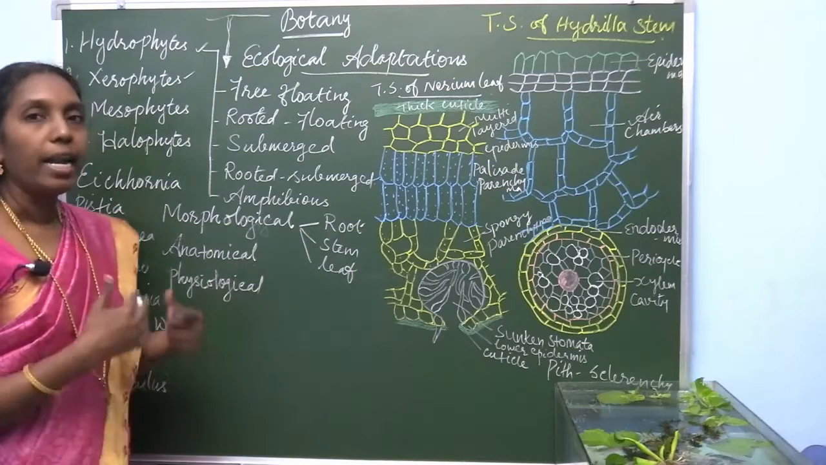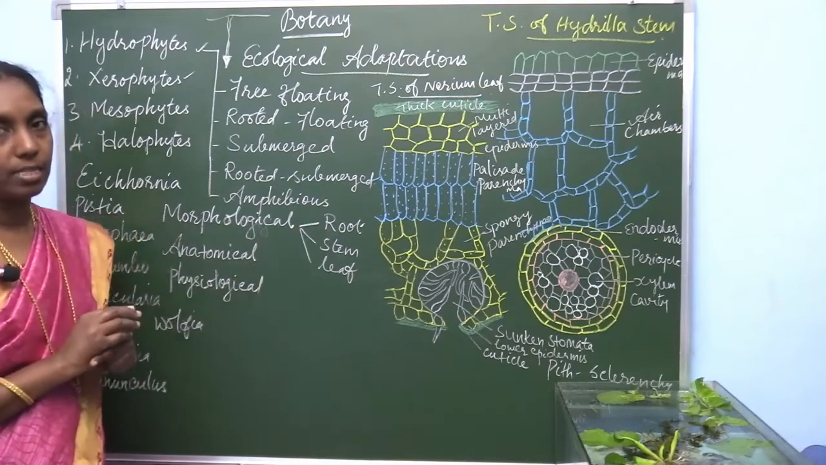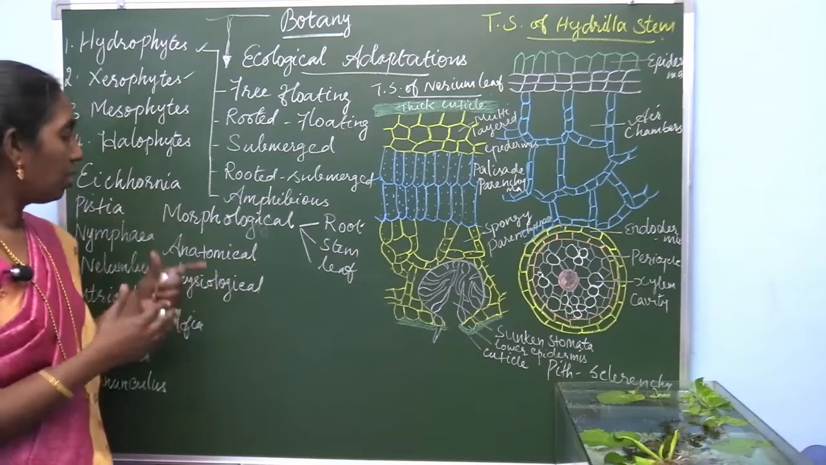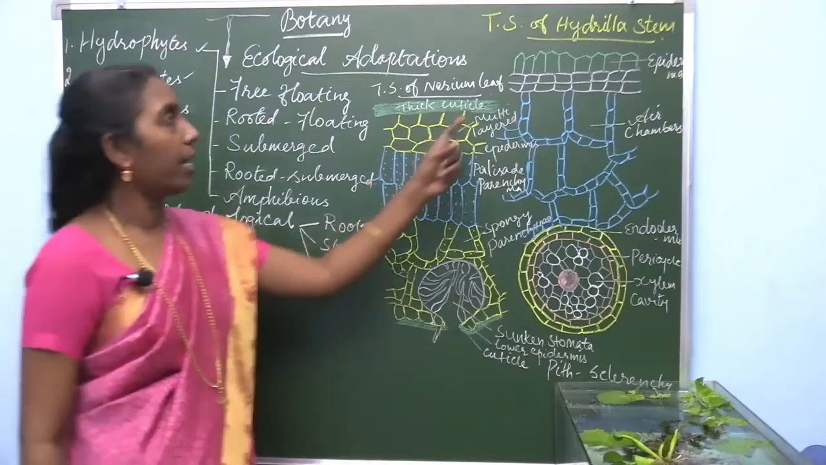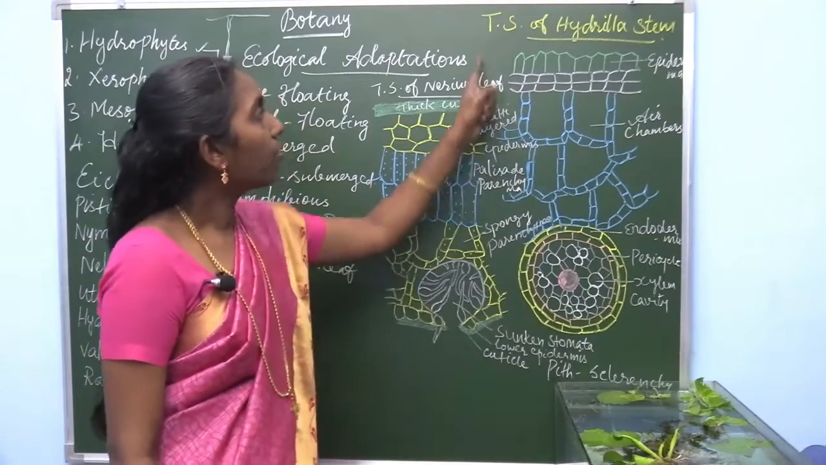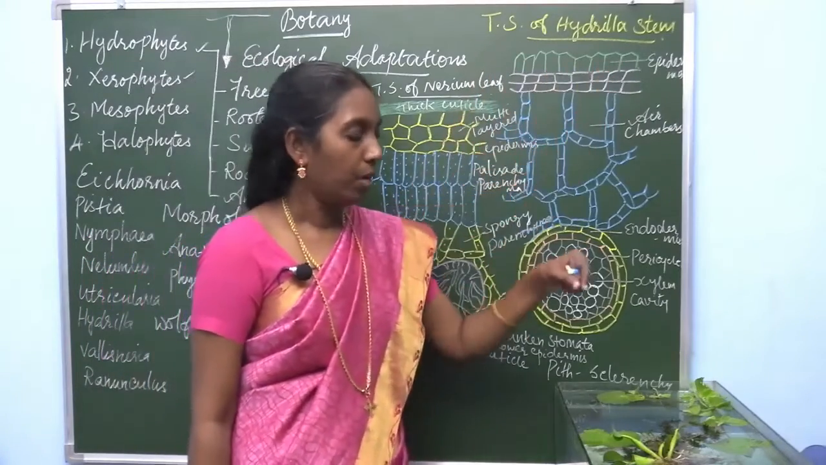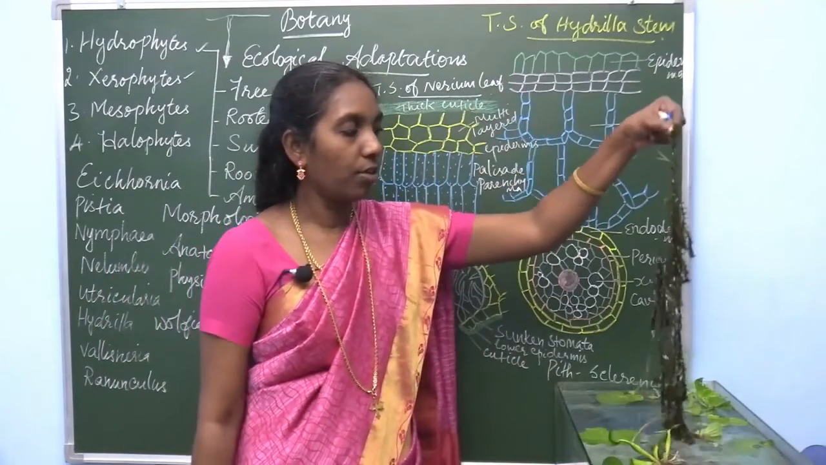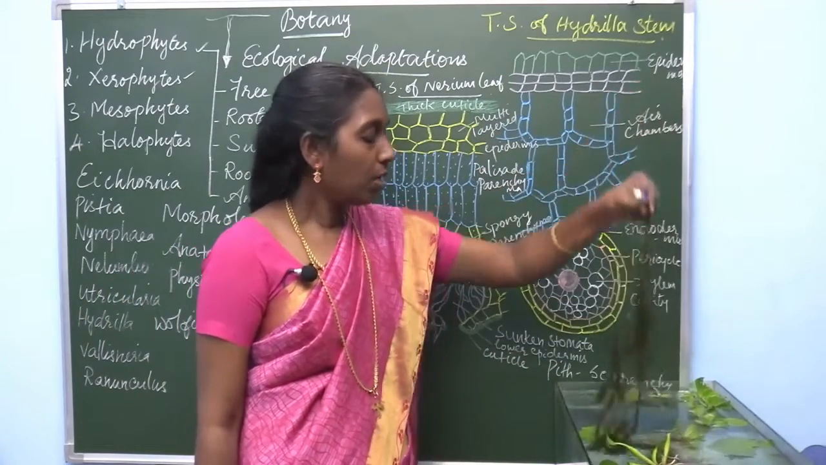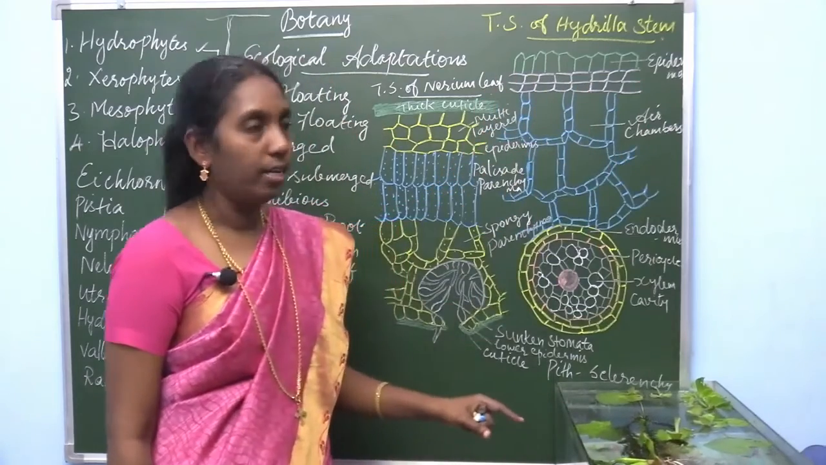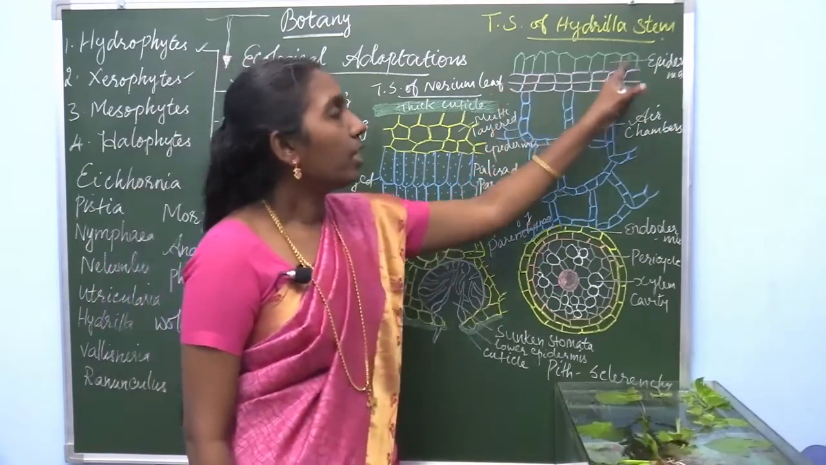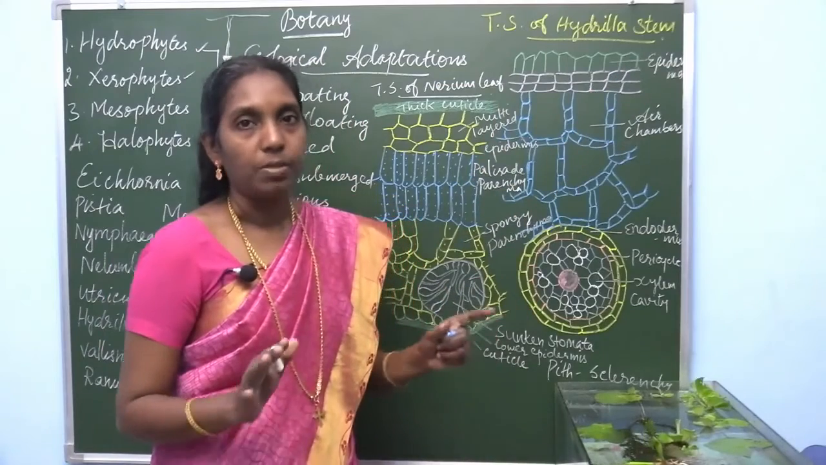Then what are the anatomical differences? Anatomical adaptations in hydrophytes: look at this diagram. This is the structure of the transverse section of the Hydrilla stem. So how does the stem develop in this? Cuticle is completely absent.